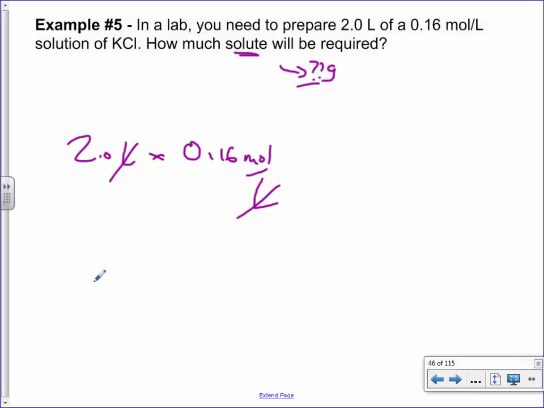So let's find a molar mass. KCl. Potassium? 39.10, is it? Yeah. And chlorine? 35.45?